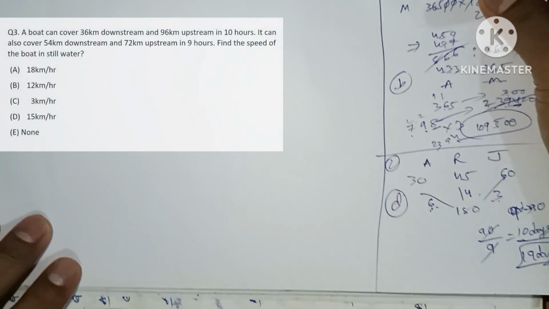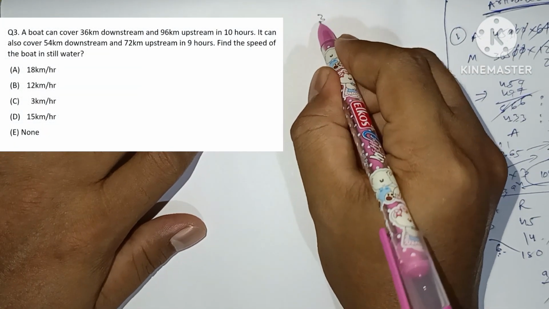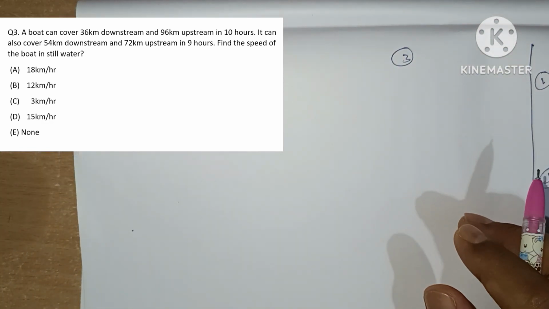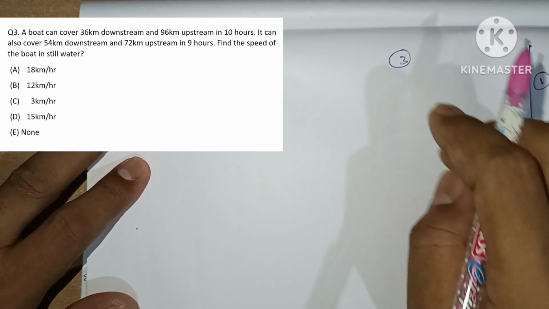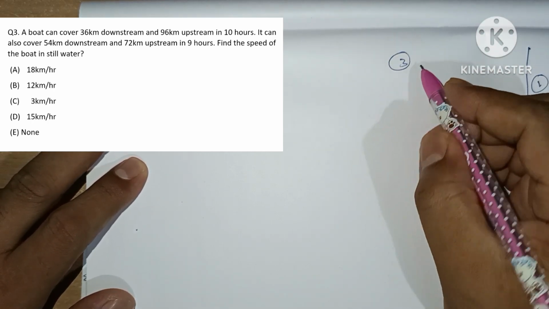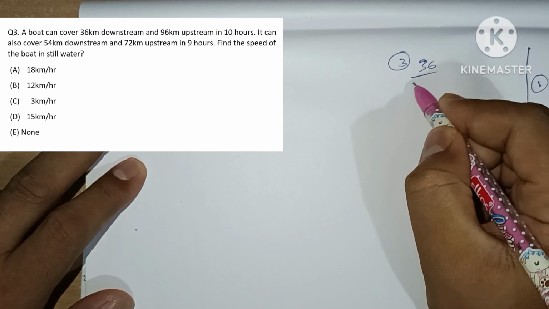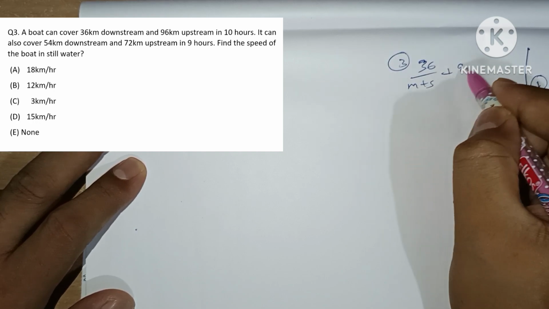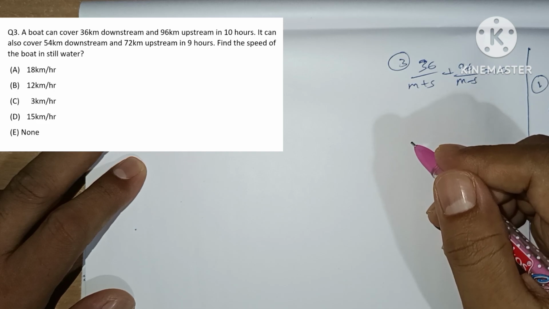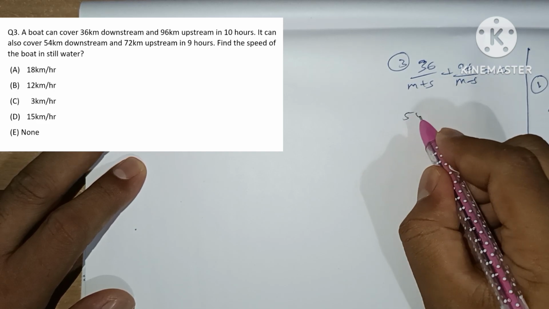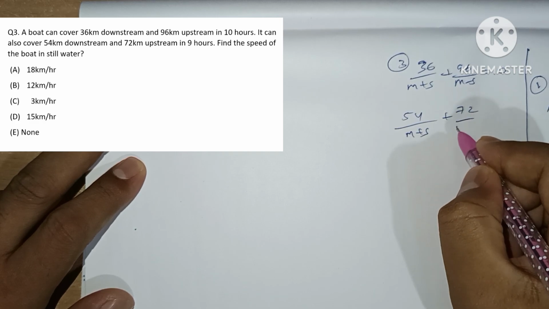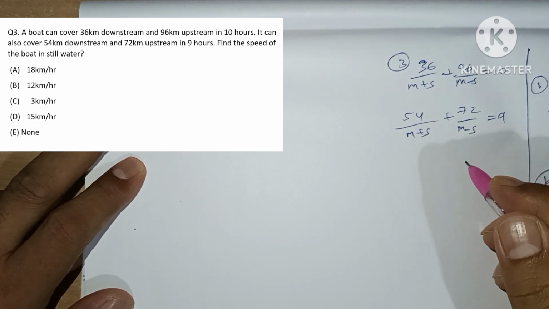Next, third question. A boat can travel 36 kilometers downstream and 96 kilometers upstream in 10 hours. 36 divided by m plus s plus 96 divided by m minus s equals 10. It can cover up to 54 kilometers downstream, m plus s, and 72 kilometers upstream, m minus s, in 9 hours. Find the speed of the still water.